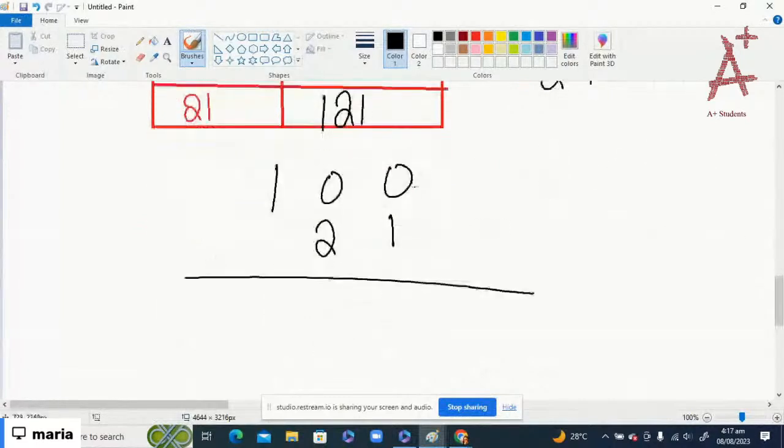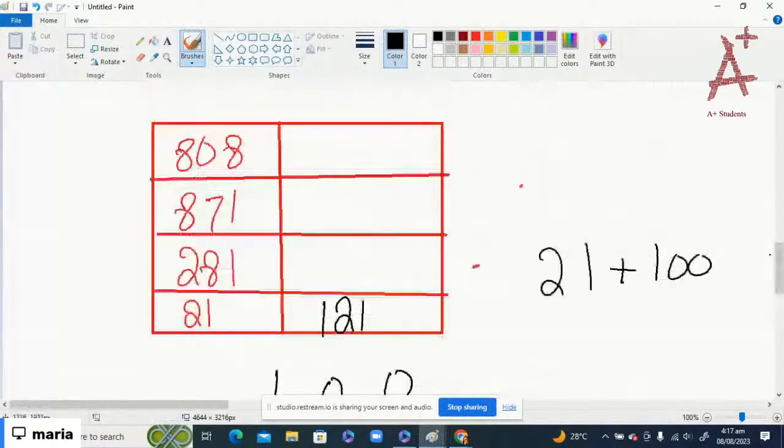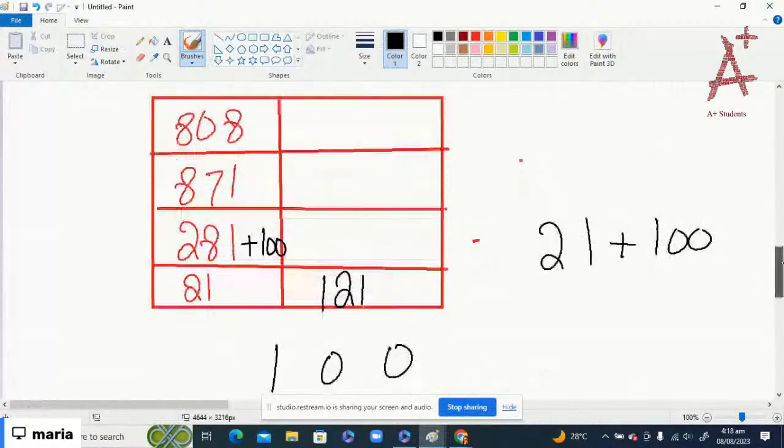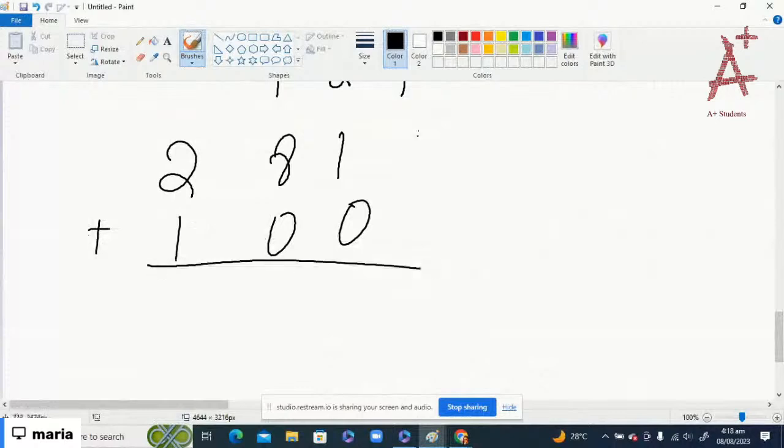Now add it. 0 plus 1. What's the answer? That is 1. 0 plus 2, the answer is 2. And here is nothing, so here is 1. So the answer is right. Now add 281 with 100. Let's do it. Then check our answer. 281 with 100. This is a very simple question.